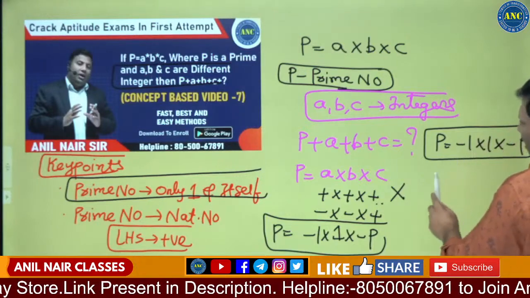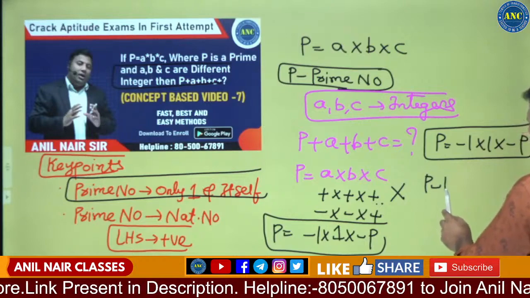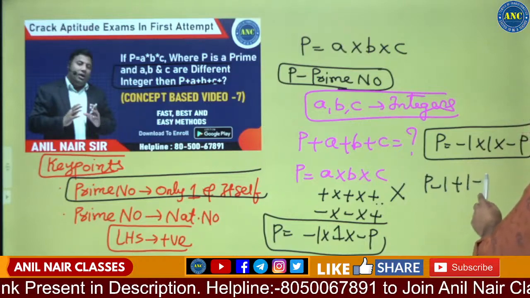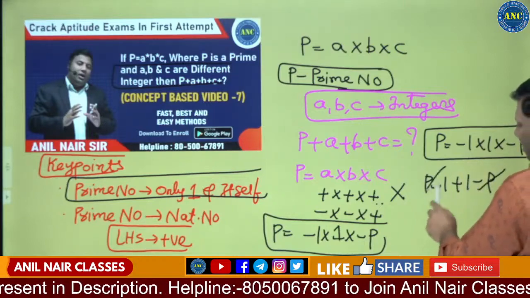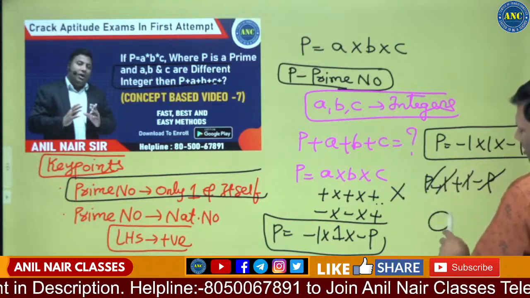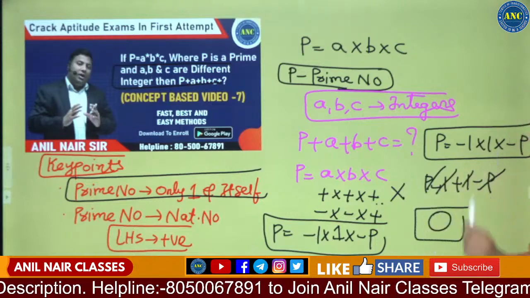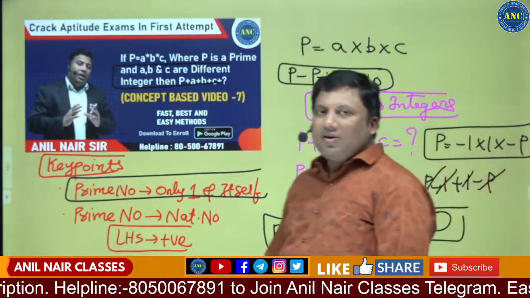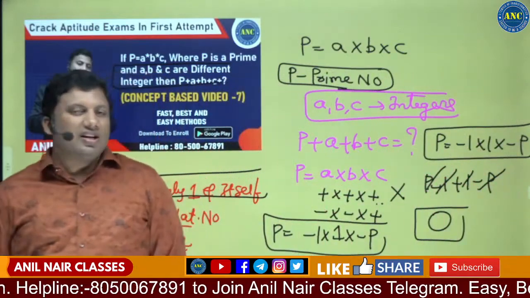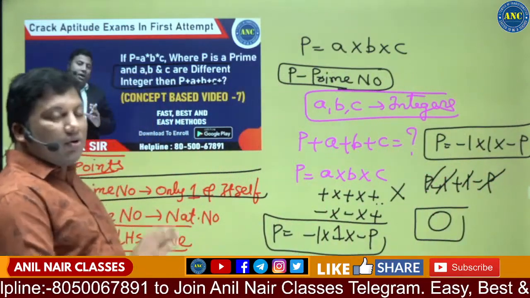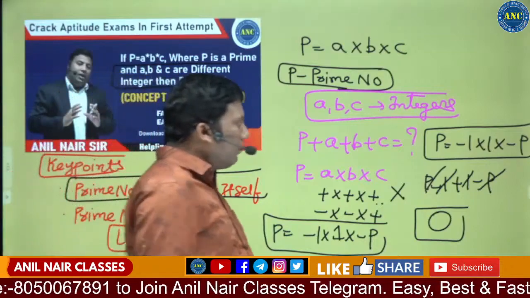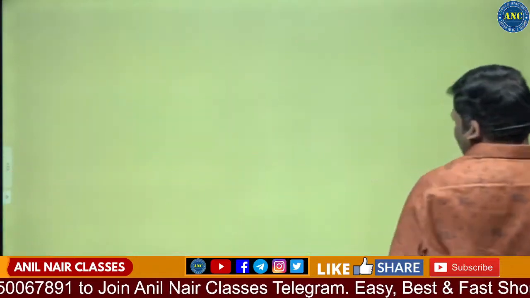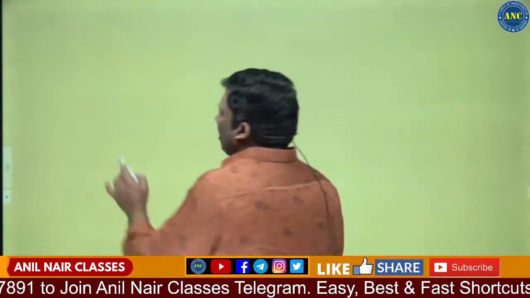What is the question? P is P, A is minus 1, B is plus 1, C is minus P. These cancel, these cancel. What is the sum of P plus A plus B plus C? It is 0. This is a very, very good question taken from some Olympiad papers. The same question, you try it out.